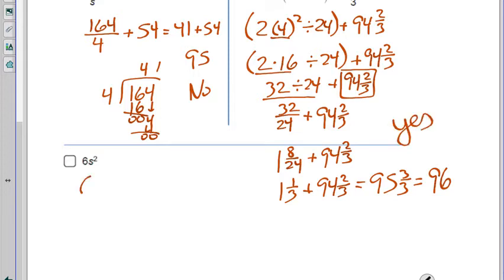Lastly, I have 6 times 4 to the second power. 4 to the second power is 16, 4 times 4. If I multiply that, I get 96. So that is a correct solution.